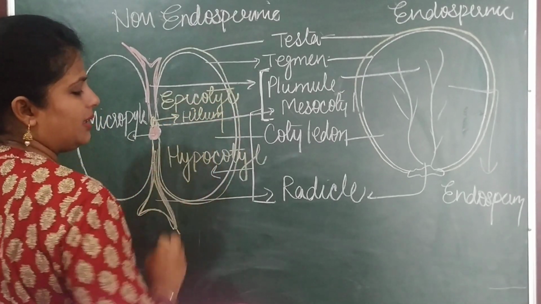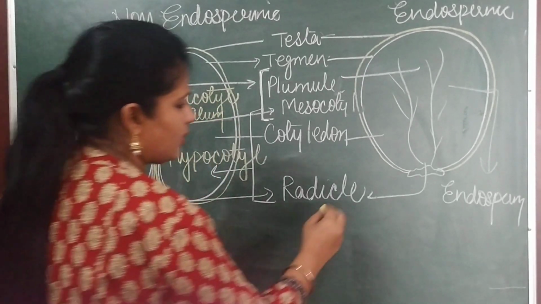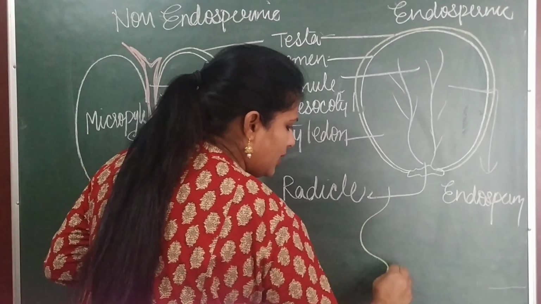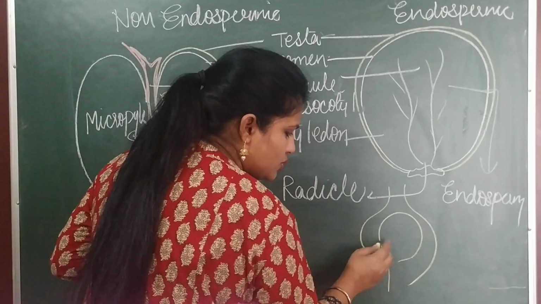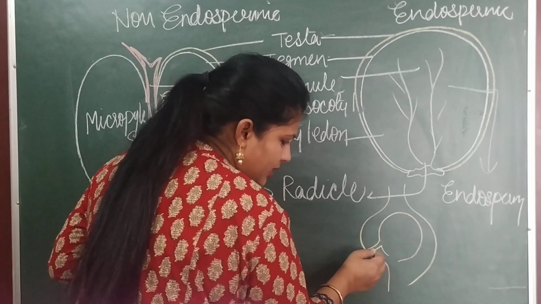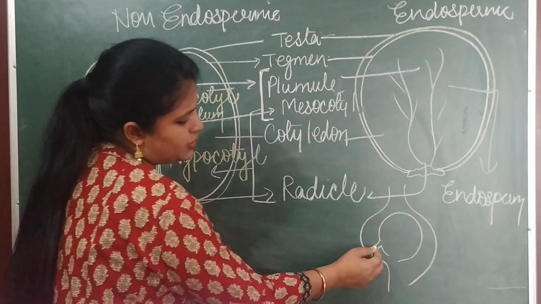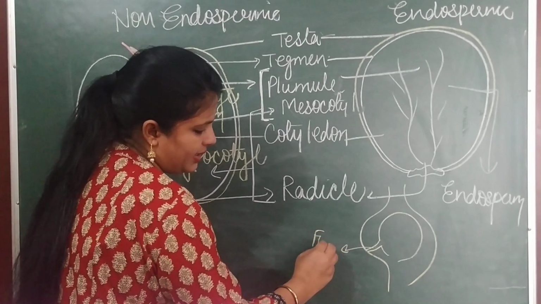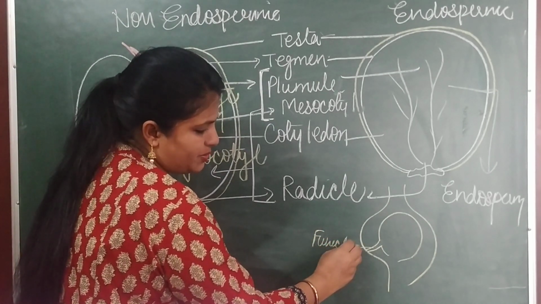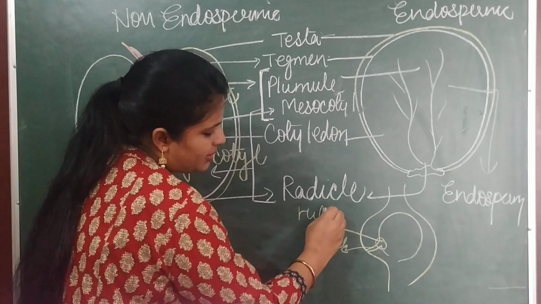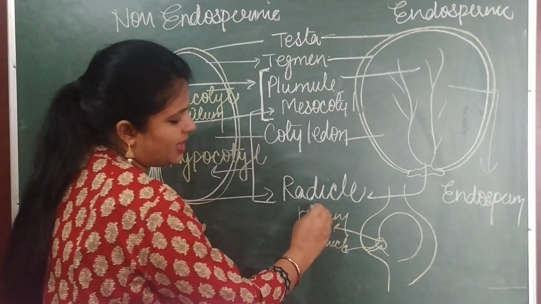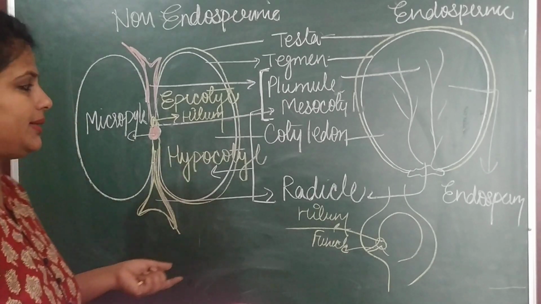And what is the hilum? If this is the ovary and this is the ovule, the ovule is attached to the ovary with the help of a stalk called the funicle, and this point of attachment is called the hilum. Later it remains as a scar, a mark, which we call the hilum.